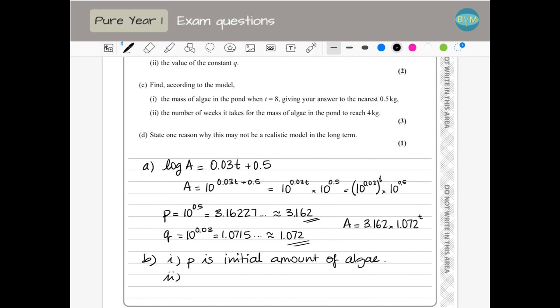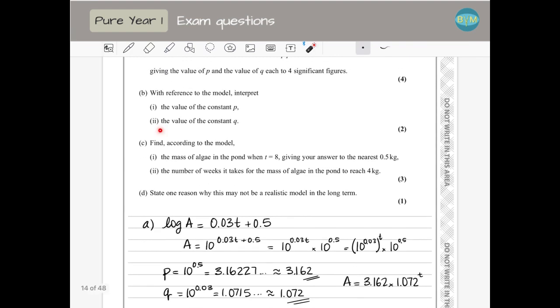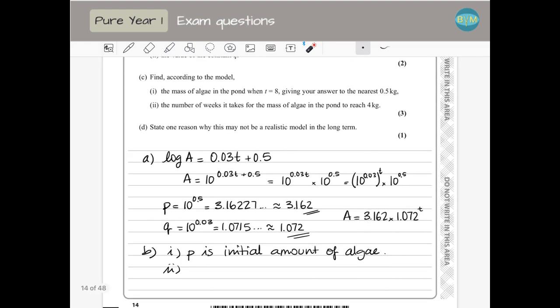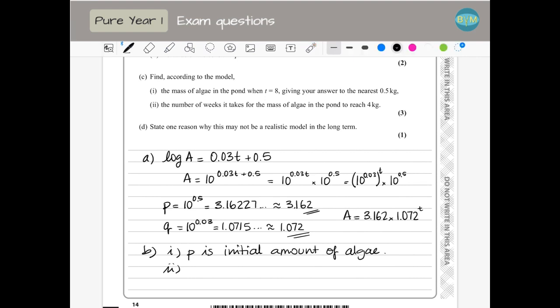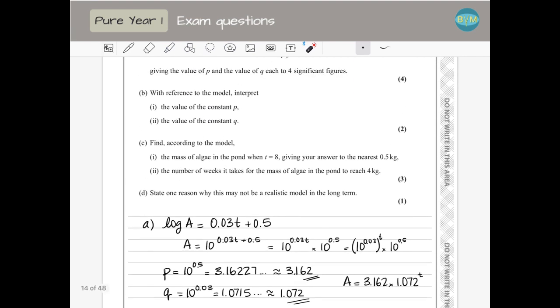And then the second part, they ask to interpret the value of the constant q. If you see the model, q is how much it increases every week. So it's the increase per week, or the ratio between one week and the next, if you want to say it that way. So it's the increase per week in the algae population. Think that you are multiplying by 1.072, which means that it's increasing at 7.2% every week.